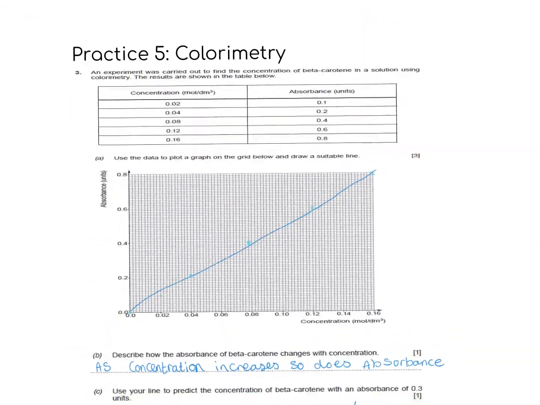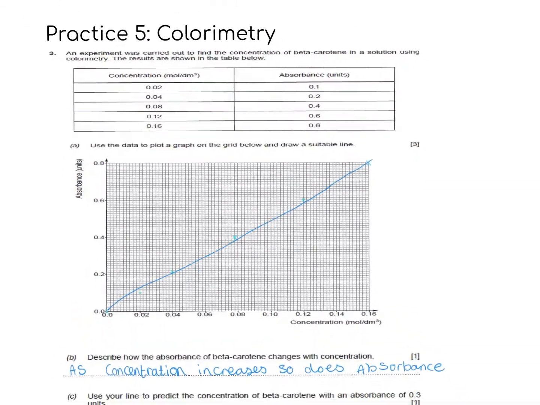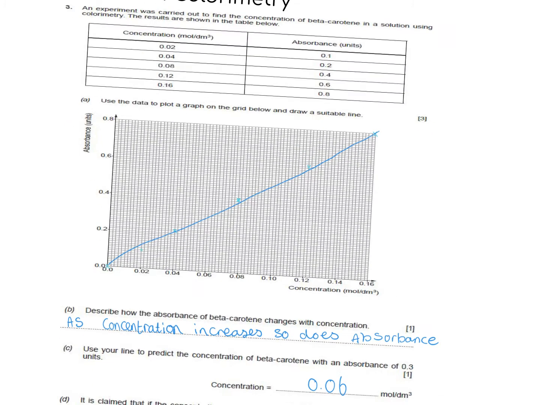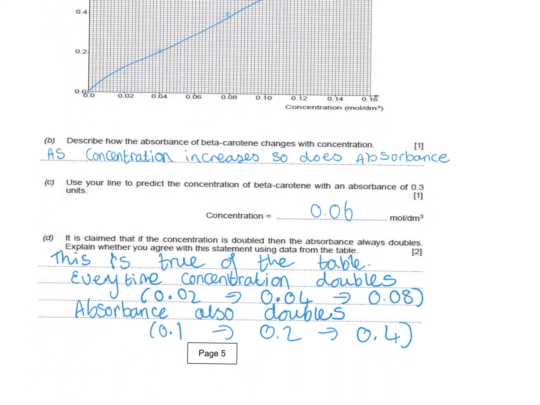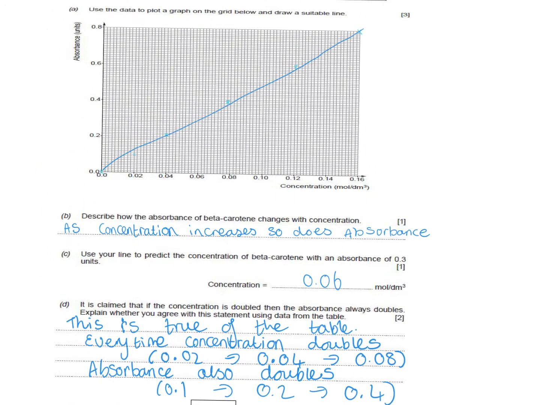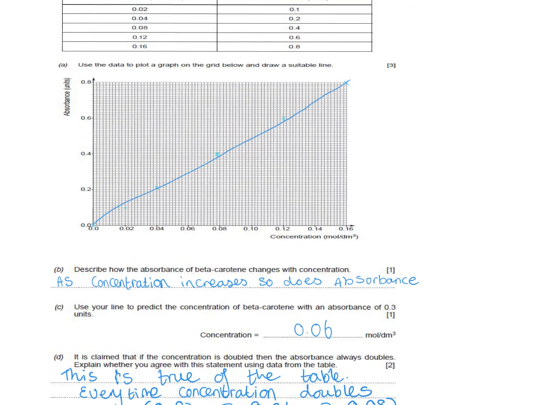Graph then to plot. My line's a little bit dodgy from the iPad, but nice question to plot your lines from this, 3 marks, and then draw a suitable line across. Describe the absorption. As concentration increases, so does absorption. Use your line to predict what it would be at 0.3. So at 0.3, draw it across and then down.